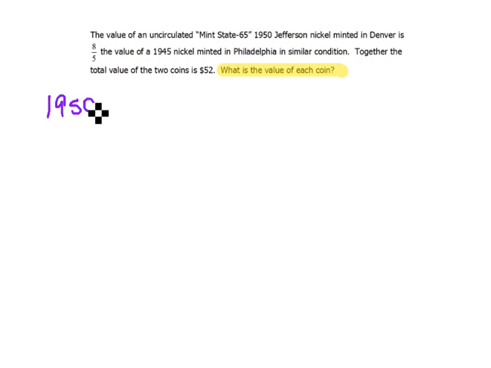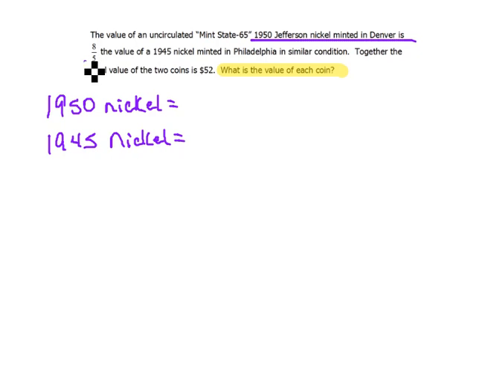I'm going to say the 1950 nickel and the 1945 nickel. Now, reading the problem again, remember at this stage we're trying to assign letters to these. So we want to reread our problem and think about which one we'd really like to know first. The value of an uncirculated 1950 nickel minted in Denver is 8/5 the value of a 1945 nickel. Sounds to me like I would really like to know how much that 1945 nickel is first. And if we could figure that out, then the other one is 8/5 that value. So I could label this one as 8/5 x.